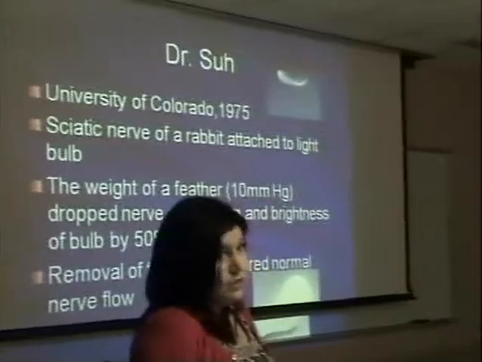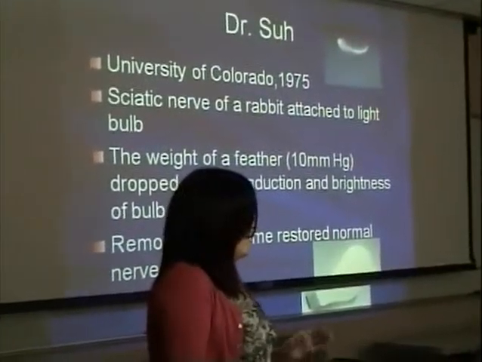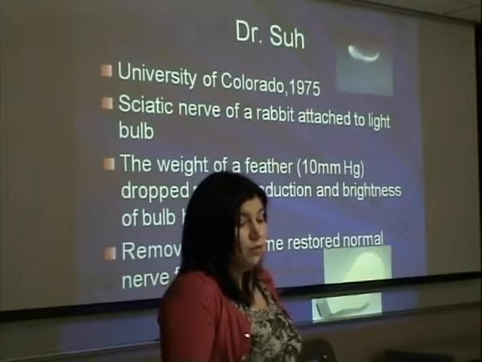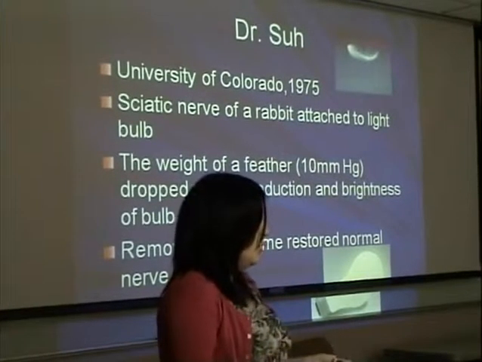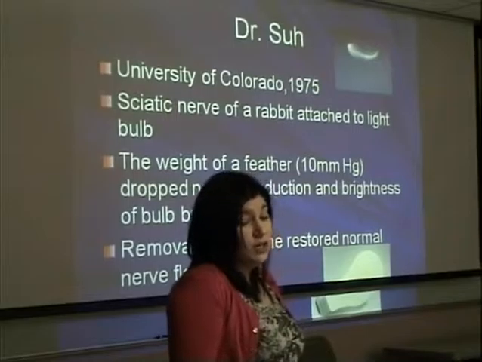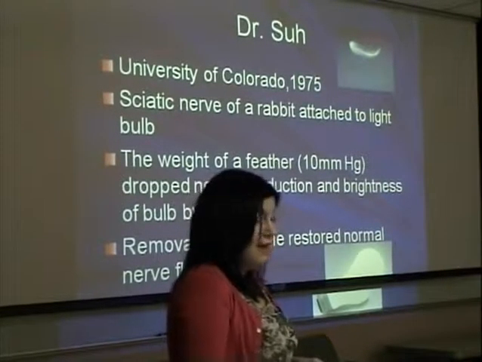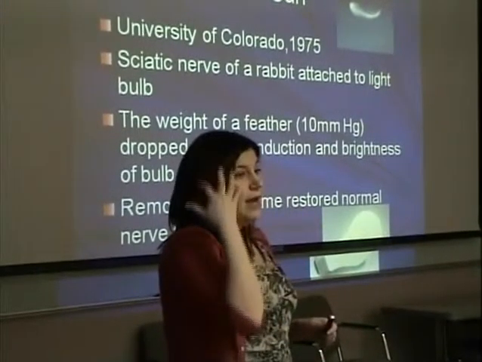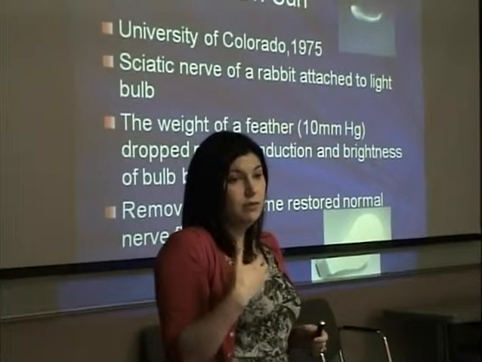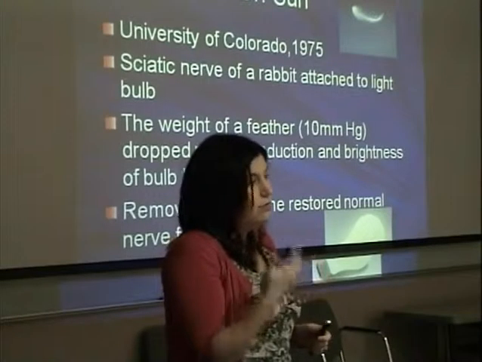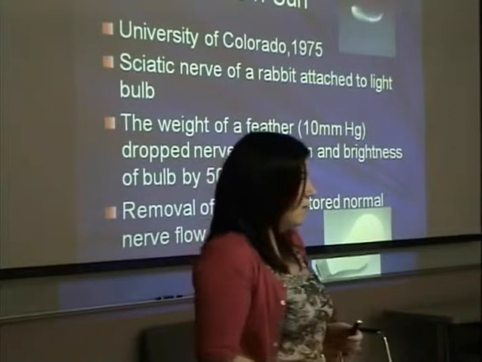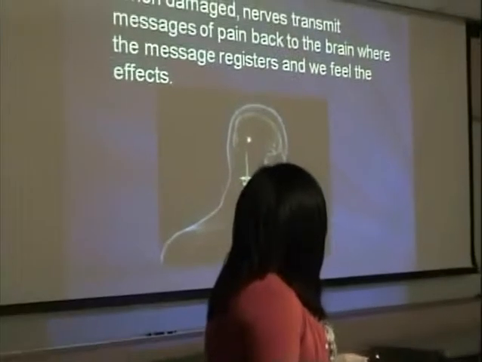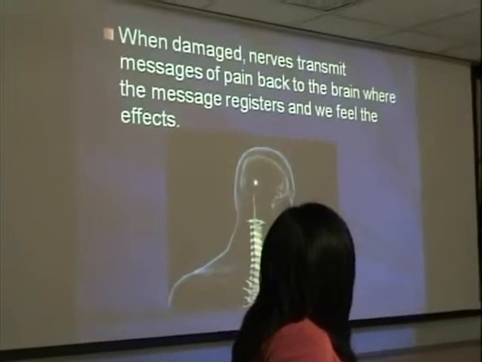So this is a really interesting study. Dr. Sue, University of Colorado, 1975: the sciatic nerve of a rabbit attached to a light bulb. The weight of a feather, which is 10 millimeters of mercury, dropped on the nerve reduced nerve conduction, and the brightness, by 50%. Removal of that weight restored the normal nerve flow. So if we have something that's irritating the trigeminal nerve, even the weight of a feather, it can reduce nerve signal by 50% and cause pain. Okay? So when damaged, nerves transmit the messages of pain back to the brain, the messages register, and we feel the effects.